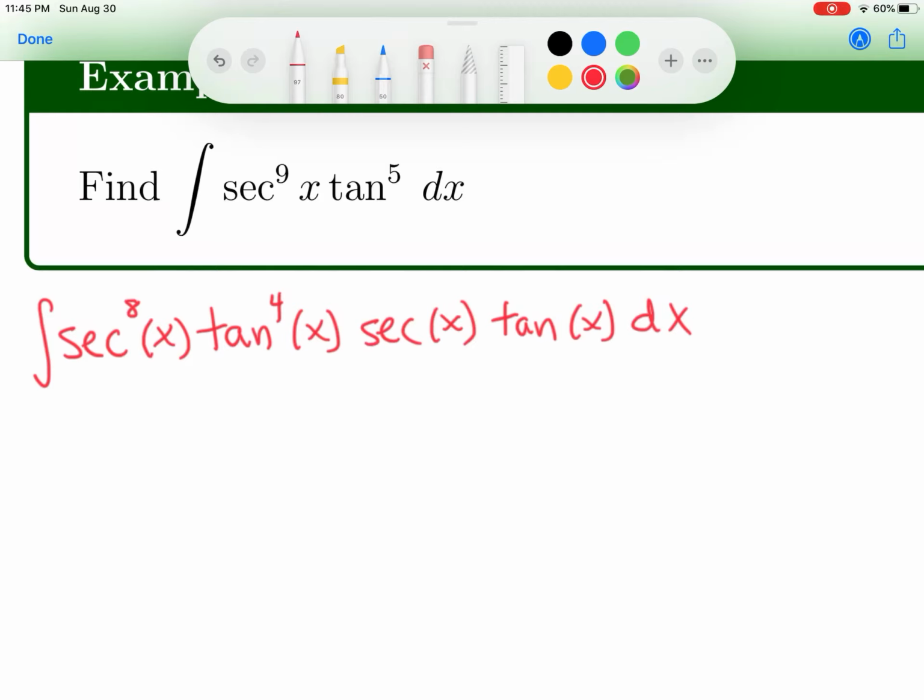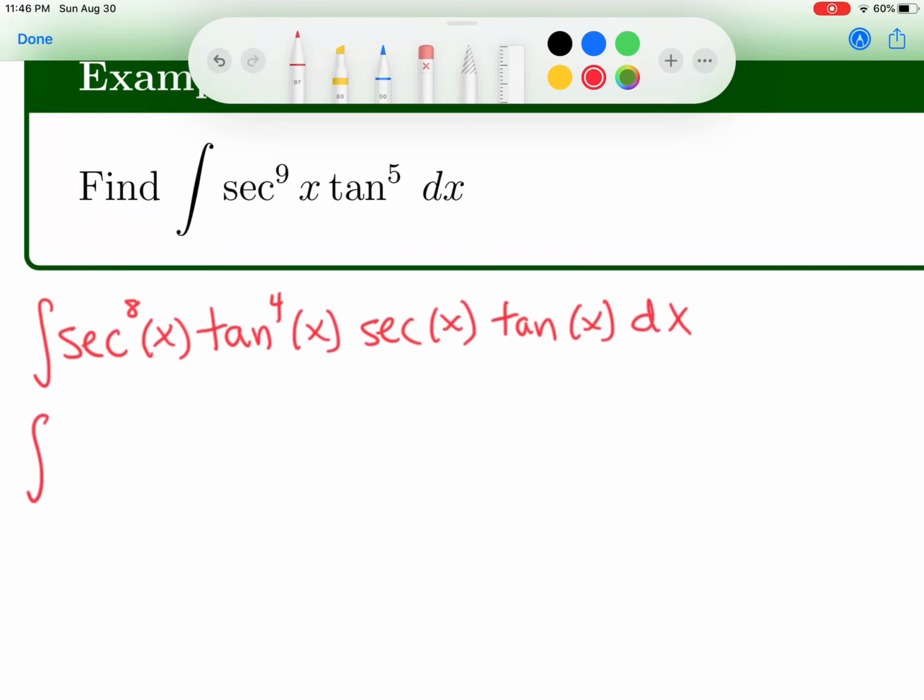Okay, it looks ugly. It looks like I'm making it worse, but I promise it's going to get better. Now what do we do? Okay, so now I am going to target tangent right here. I'm going to target this thing. So I know that my identity is always in terms of secant squared or tangent squared. This is not quite tangent squared. It's tangent to the 4th. So what I need to do is rewrite this thing so that it does look like tangent squared.